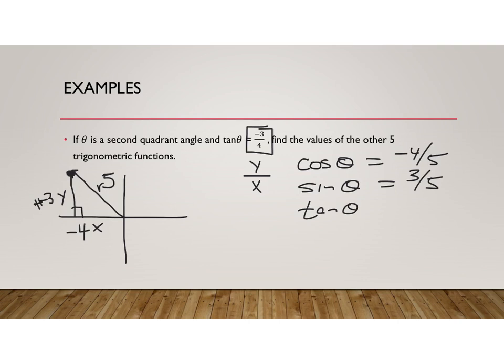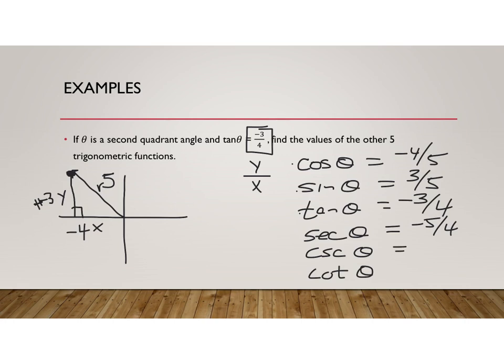Tangent of theta, they gave it to us, is negative 3/4. That's also y over x. And then I would do these in this order: secant, cosecant, cotangent. I put them in that order because that's the reciprocal of cosine, reciprocal of sine, reciprocal of tangent. So then what I do is I just flip them. Since cosine was negative 4/5, secant would be negative 5/4. Cosecant is the reciprocal of 3/5, which would be 5/3. Cotangent is the reciprocal of negative 3/4, which would be negative 4/3.